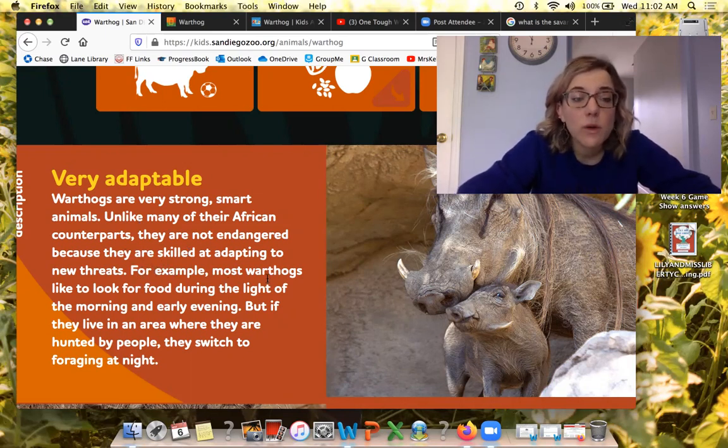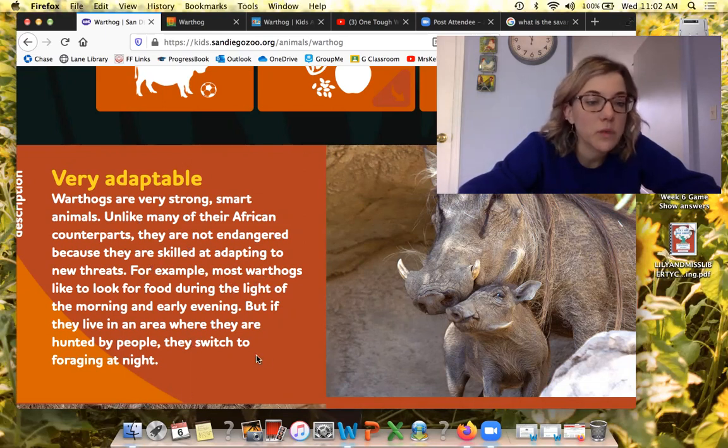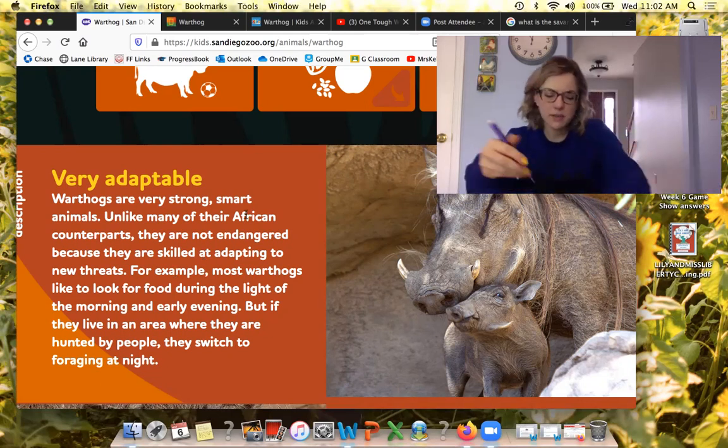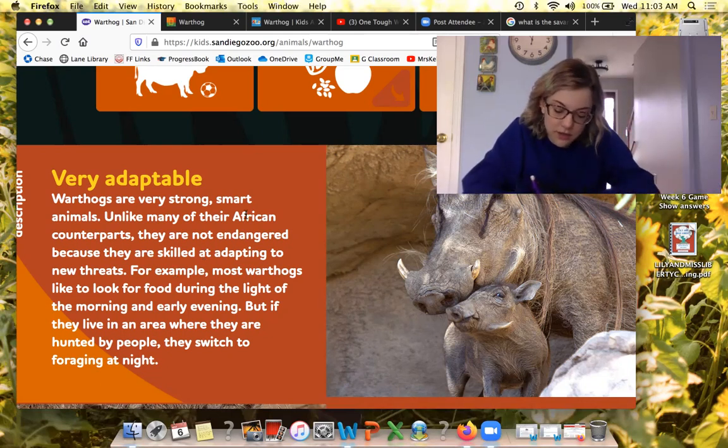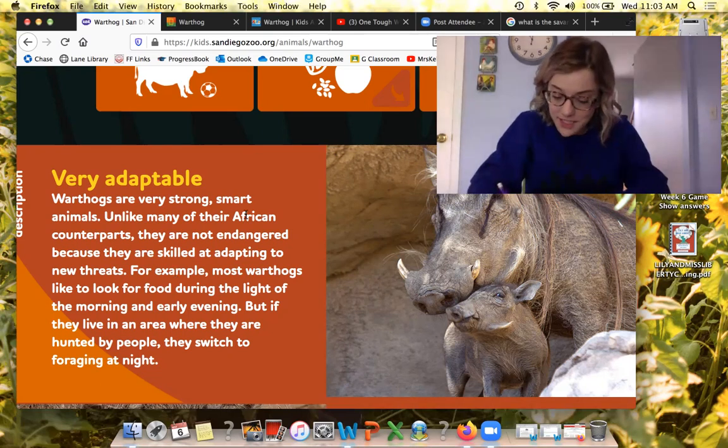So many warthogs in the wild look for food during the light of day, in the morning and the early evening, so that they're not hunted by the predators that we mentioned earlier. But in areas where there are lots of people hunting them, people obviously are awake during the day. So they will switch to looking for food at night. So I'm just going to make a little note that they're very adaptable, and that's why they're not endangered.